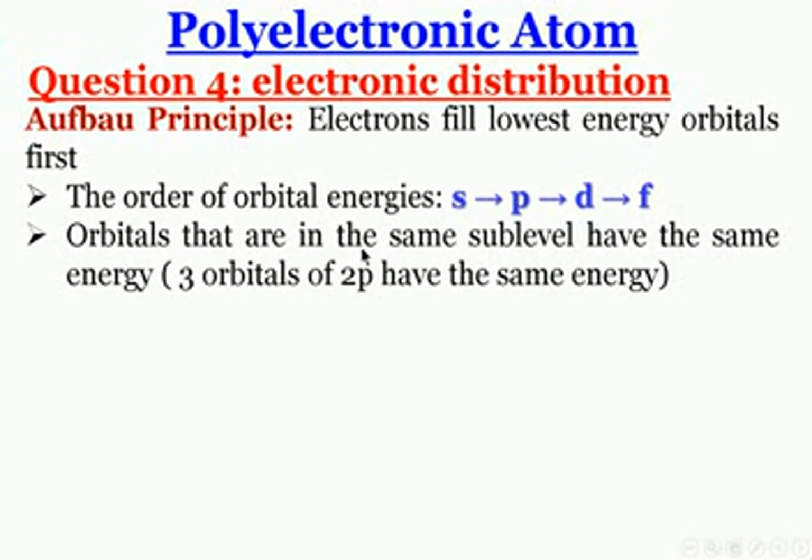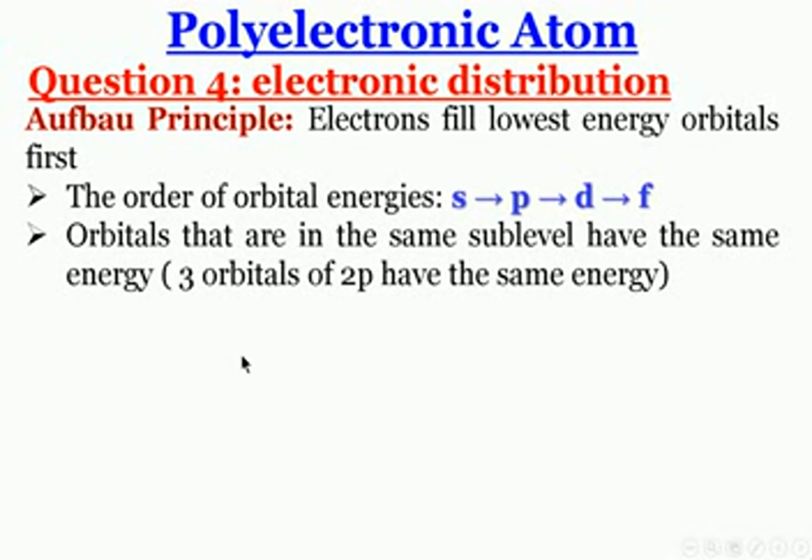Orbitals that are in the same sublevel have the same energy. For example, in 2p, we have 3 types. We have 2px, 2py, and 2pz. These orbitals have the same energy. So the electron can be filled in px, or in py, or in pz.